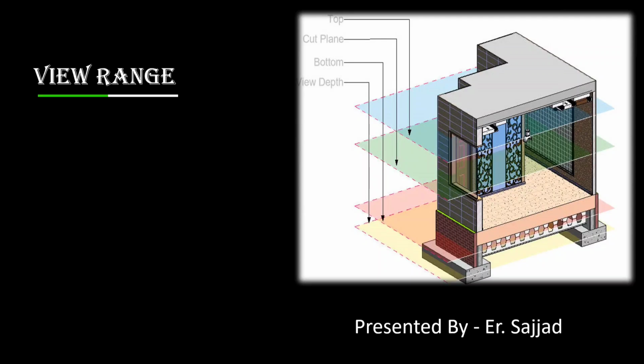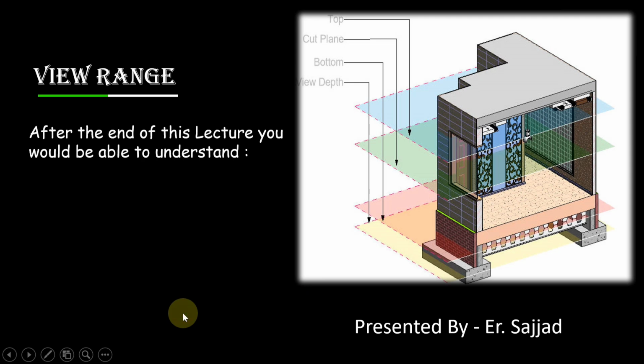So in this lecture we have to discuss the view range setting. After the end of this lecture you would be able to understand what is view range in Revit. So let's start. What do you understand by view range?